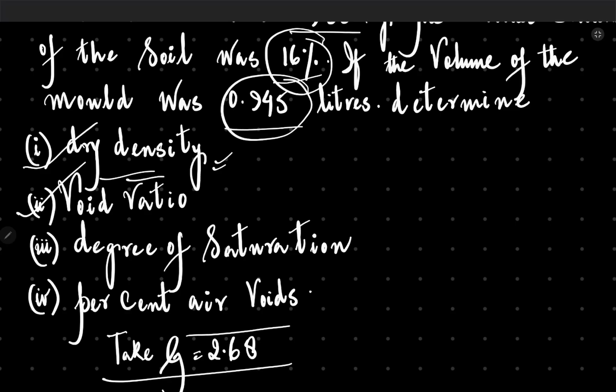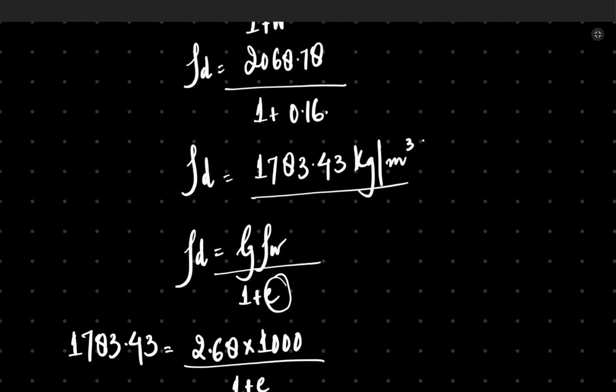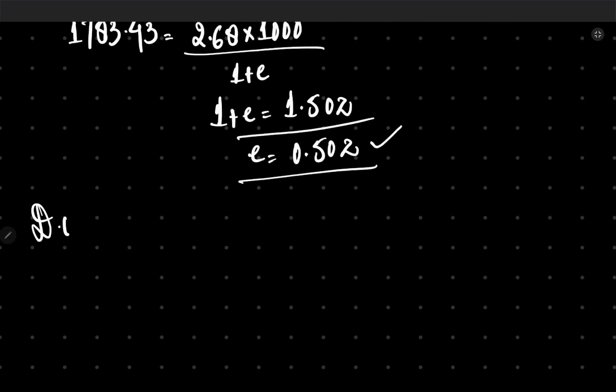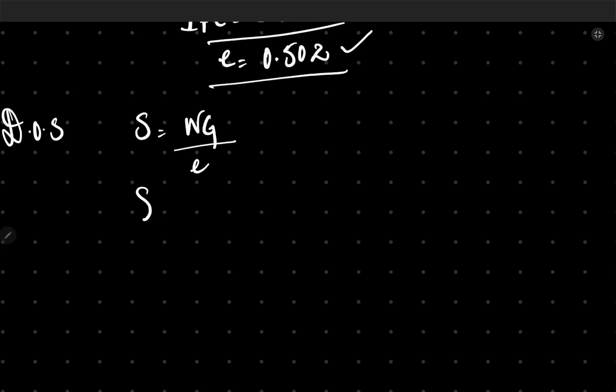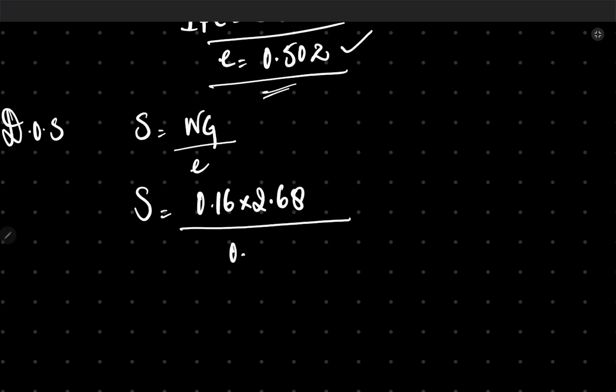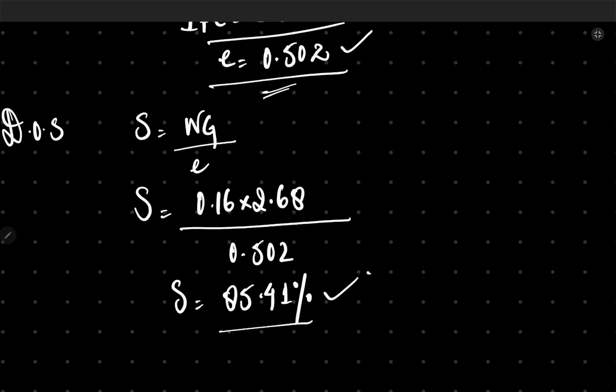Now degree of saturation. Degree of saturation we can find by the generalized equation. Degree of saturation, S is equal to wG by e. We know w, we know G, we know e. We can calculate degree of saturation. See how? Water content is 16%. G has been asked to use as 2.68. e we have calculated, 0.502. So S becomes 85.41%. Degree of saturation becomes 85.41%.